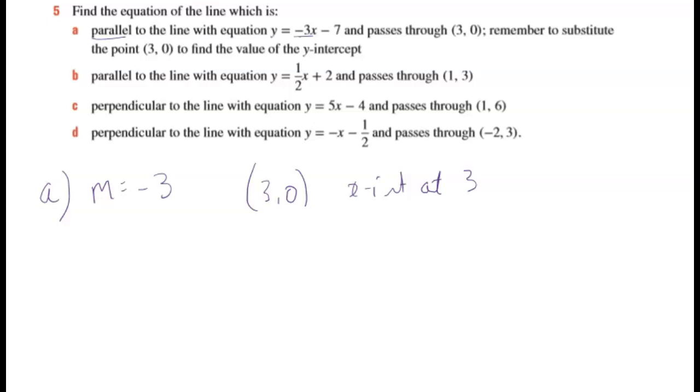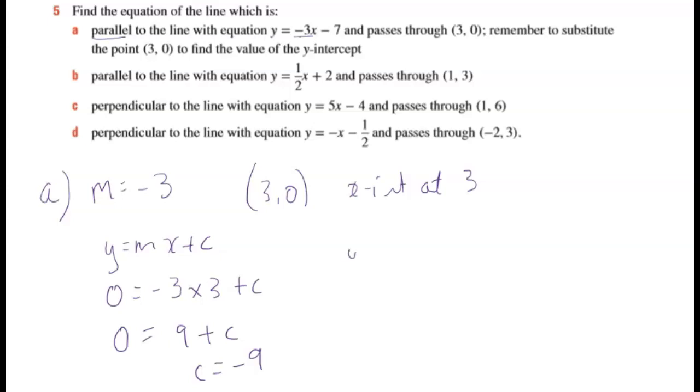So we're finding the equation, we're going to just substitute it into y equals mx plus c. So this is your x and your y. So we've got 0 equals -3 times 3 plus c. And then we're just solving for c. So -3 times 3 is -9, so c is equal to 9. So your equation is going to be y equals -3x plus 9.